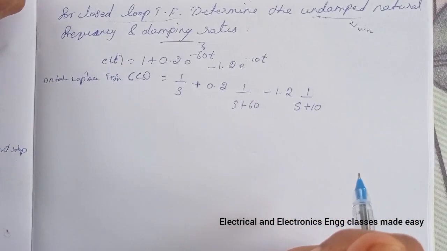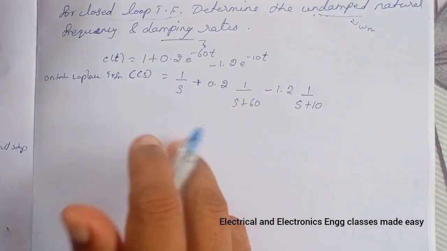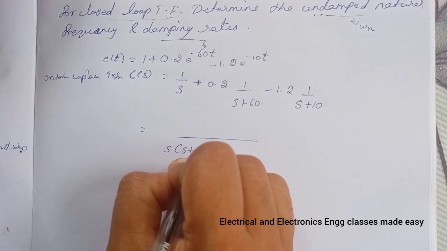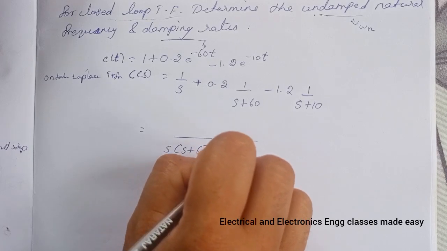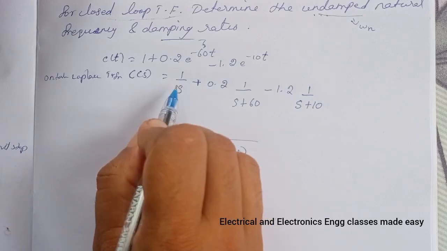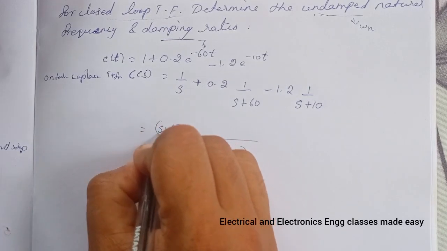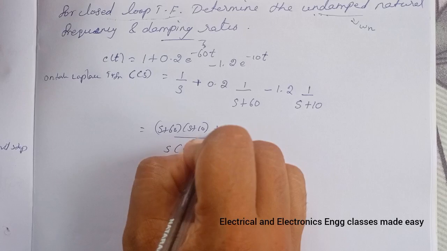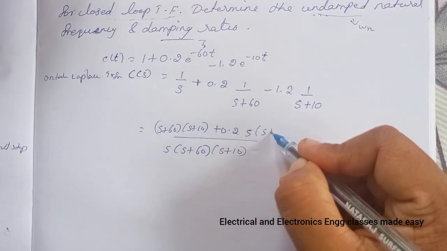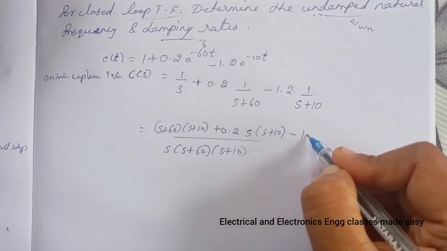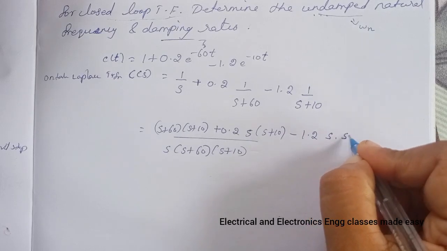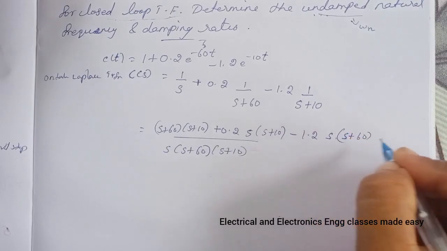Now we have to take the LCM. So here LCM is S into S plus 60 into S plus 10. While multiplying with the LCM we get S plus 60 into S plus 10, then plus 0.2 into S into S plus 10, then minus 1.2 into S into S plus 60.